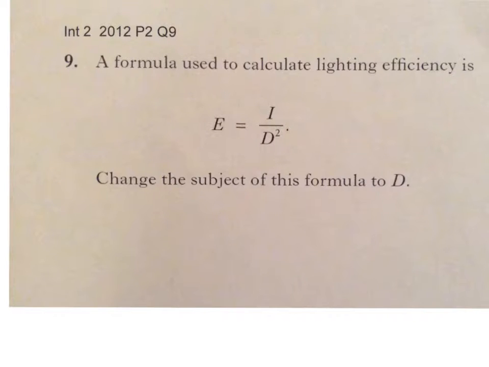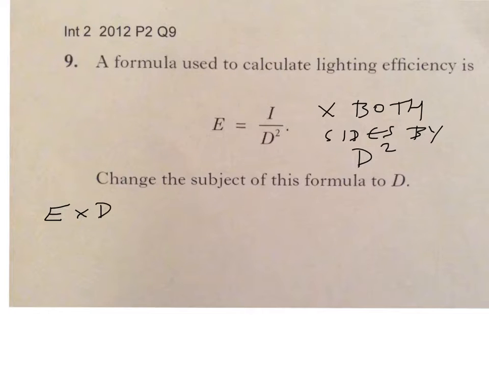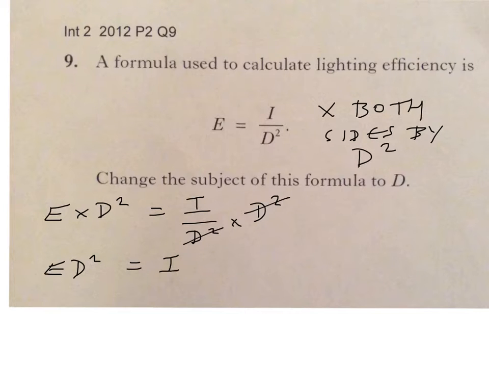Well, one thing we could do is times both sides by D squared. So we have E times D squared equals I over D squared times D squared. If we look at the right hand side of the equation, we have D squared on the top and D squared on the bottom, so they'll cancel out nicely. So what have we got now? We'll get E D squared equals I.